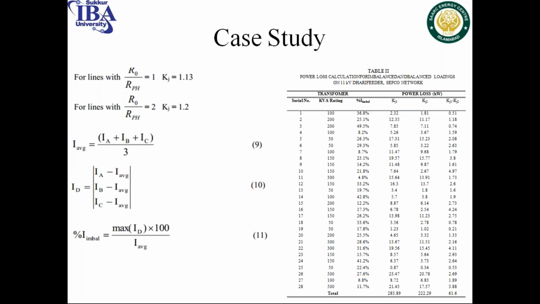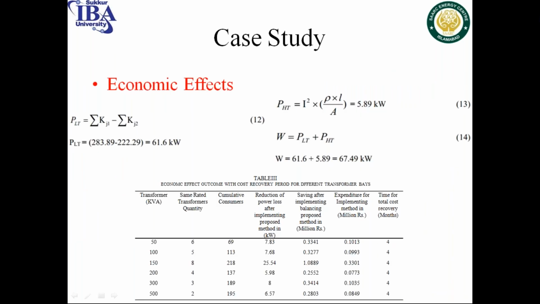It will show the amount of unbalance on each transformer. The quantities being used here are all given and measurable, like the R naught over RP ratio. For the lines, it is 1 when kj is 1.13, and when kj is 1.2, this ratio should be 2. And how to measure the percentage unbalance? Equation 11 is actually used for measuring the percentage unbalance.